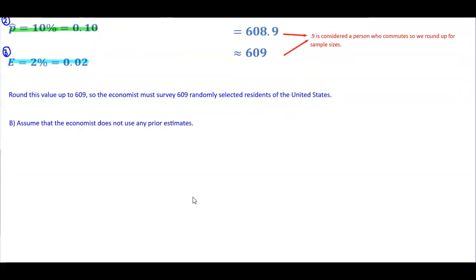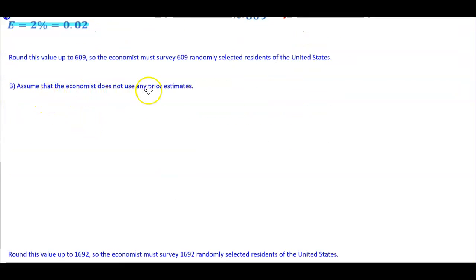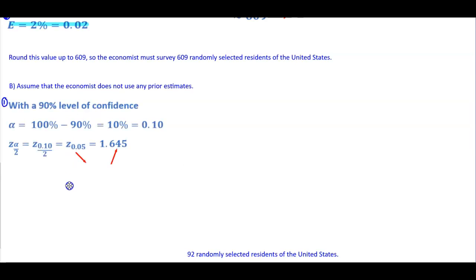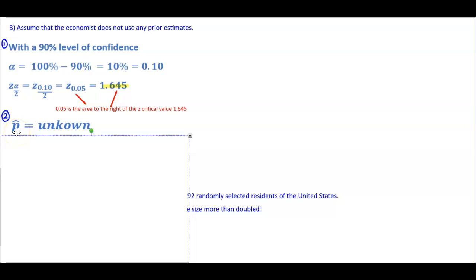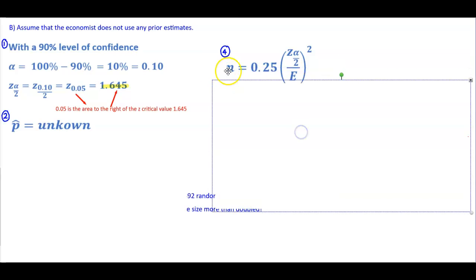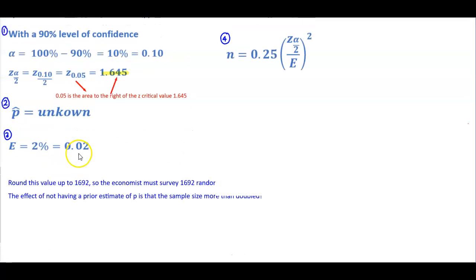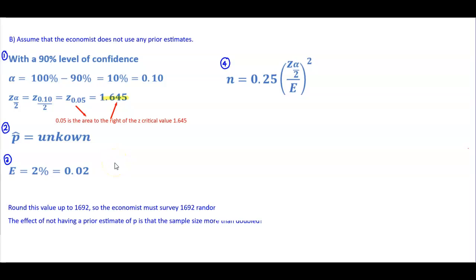Now let's move on to part B. Assume the economist does not use any prior estimates. In that case, we're still going to use the same critical z value because it's still a level of 90%, so our critical value is 1.645. But now the point estimate p is unknown, so we need to use this formula: n equals 0.25 times the critical value of z over E, squared. We also know that the margin of error is 0.02.